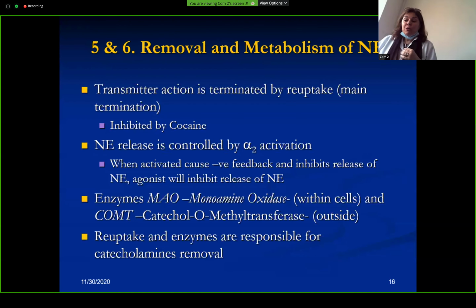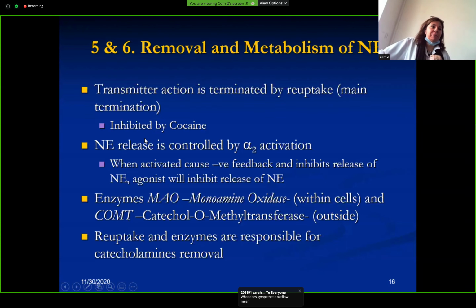Now, removal of the transmitter is by reuptake, which is inhibited by cocaine. So people that are taking cocaine, what's happening? We have more and more norepinephrine. I will tell you now how cocaine acts. Norepinephrine release is controlled by what? Alpha 2 activation. When activated, it causes negative feedback and inhibits release of norepinephrine. Agonists will inhibit release of norepinephrine.